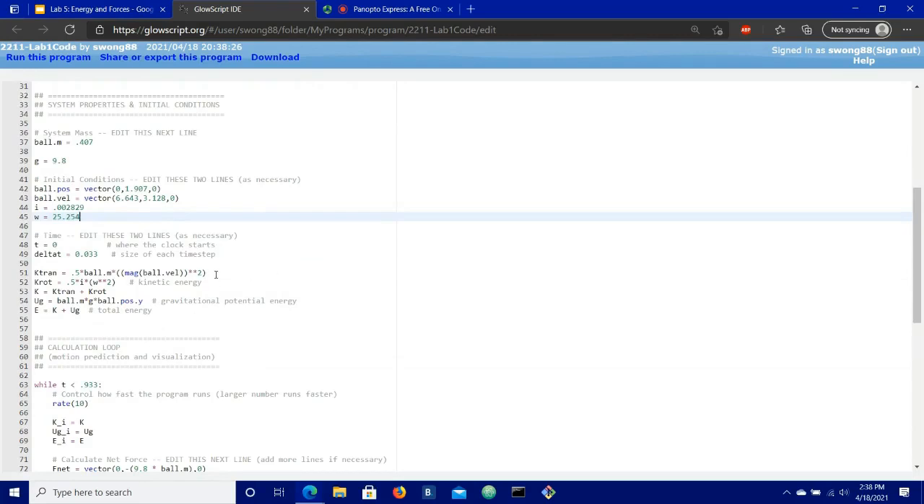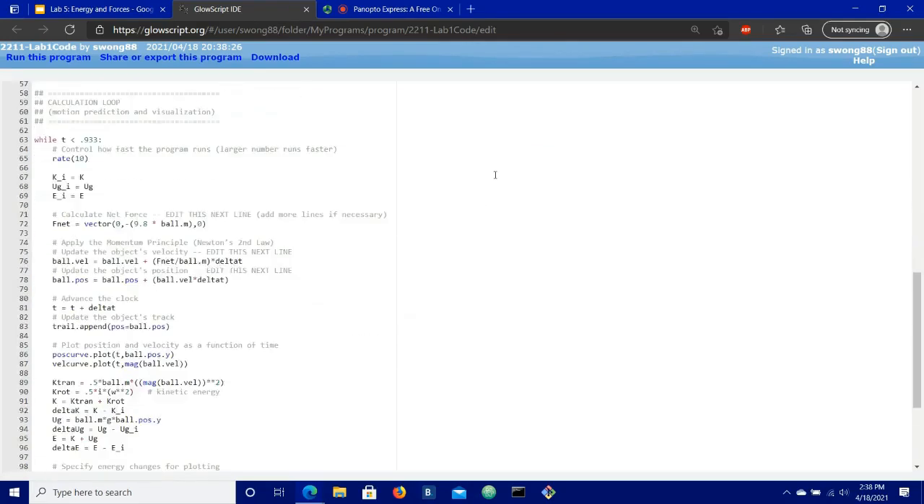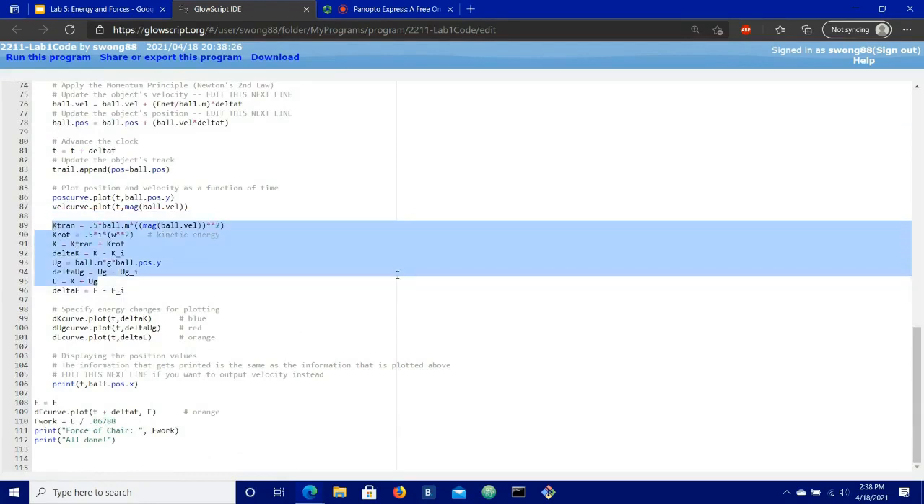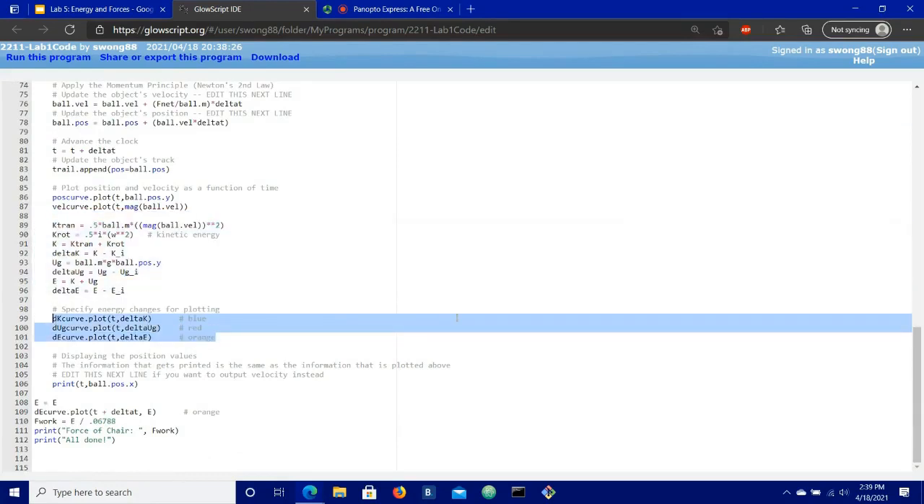Here we have the kinetic energy formulas with the translational energy on top, rotational energy right below that, and the fact that kinetic energy equals the addition of them both together. Then we have the gravitational energy right below that, and the total energy of the system equaling the kinetic energy plus the gravitational energy. These energies are actually updated throughout the simulation and then plotted onto a graph, which will come in handy later.